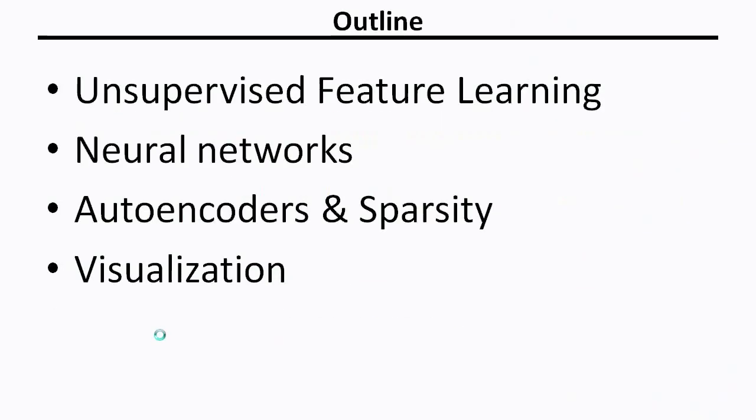In outline, what we're going to do is first motivate the problem of unsupervised feature learning, and then we'll talk about one algorithm called neural networks, which will be a supervised learning algorithm. Following that, we'll show how to adapt the supervised neural network algorithm into an unsupervised learning algorithm called an autoencoder. We'll talk about how to incorporate ideas of sparsity into it, and then finally talk about ideas of visualization in order to figure out just what our algorithm has learned. Let's start by talking about unsupervised feature learning.